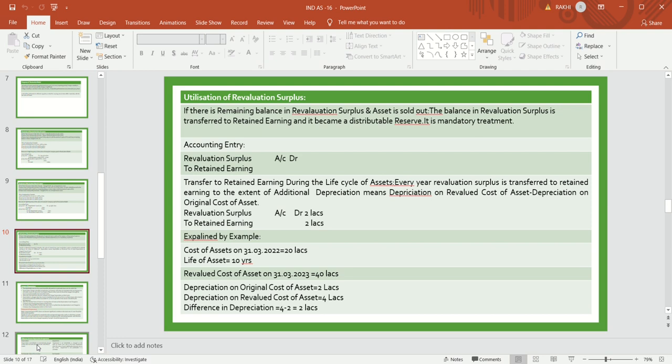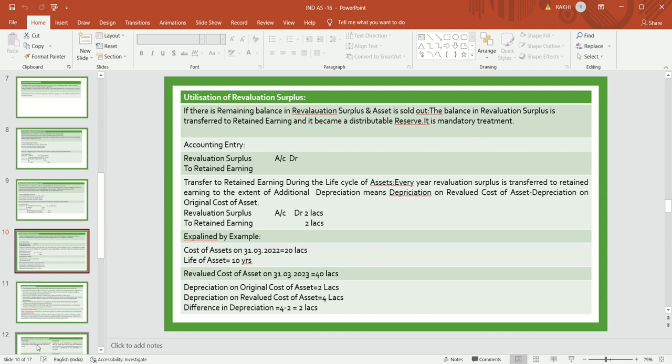Because when the asset itself is not there, what will you do by keeping the revaluation surplus in the books? You transfer it to retained earning. And revaluation surplus is not a free reserve, but when you transfer that reserve to the retained earning, then it becomes a free reserve.